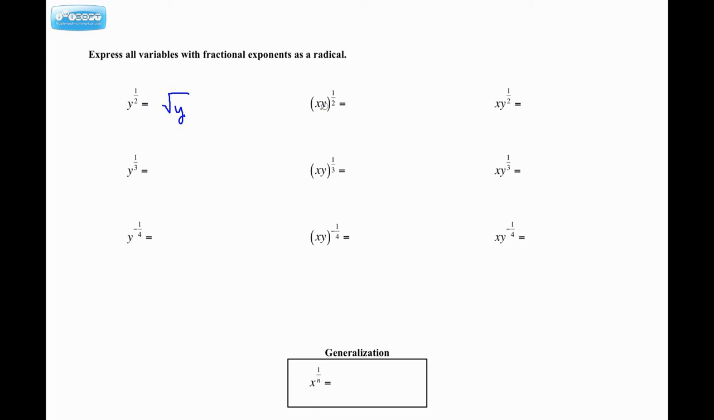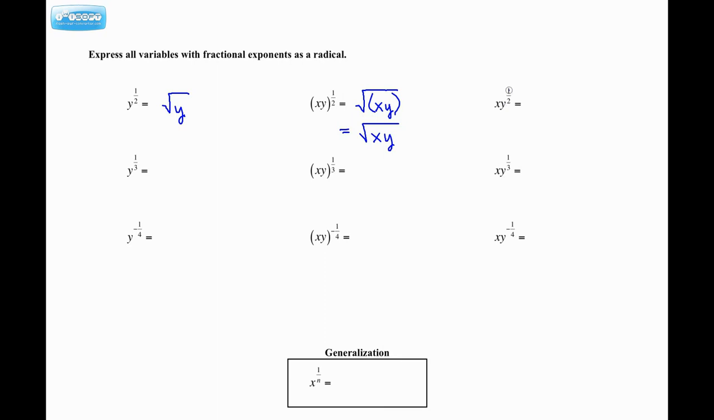Okay, xy to the power of 1/2. Okay, well, everything here is being raised to the power of 1/2, which means that's the same as saying take the square root of everything. Okay, but because everything is underneath this square root symbol, I don't need the brackets anymore, as long as they're both under there.